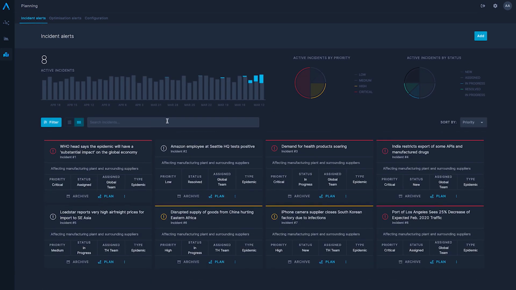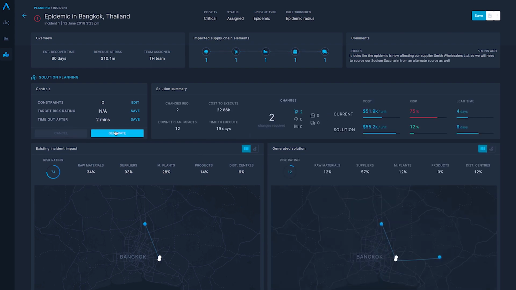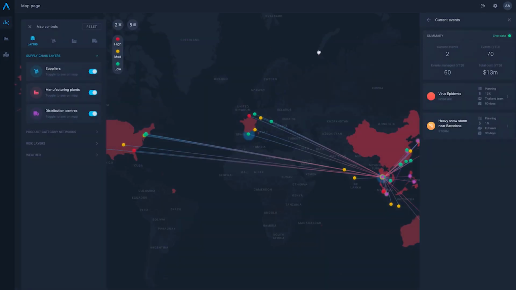In this case, the cost of implementation is approximately $23,000 with two changes required and 12 downstream impacts. There is an increase in cost per unit and lead time, but risk is significantly reduced. An operator can then either accept this solution, which can trigger business processes in the core systems, or they can rerun a different scenario with new constraints.